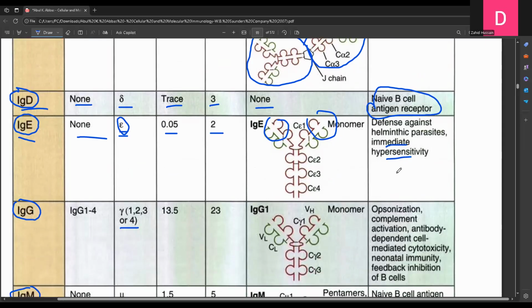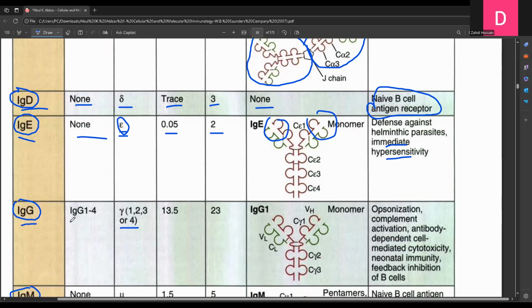So the type 1 hypersensitivity response will take place with the help of IgE, and here it is not working to aid immunity, but it is a disadvantage of the immune system, because it will result in an allergic response, and we know allergies are not good.